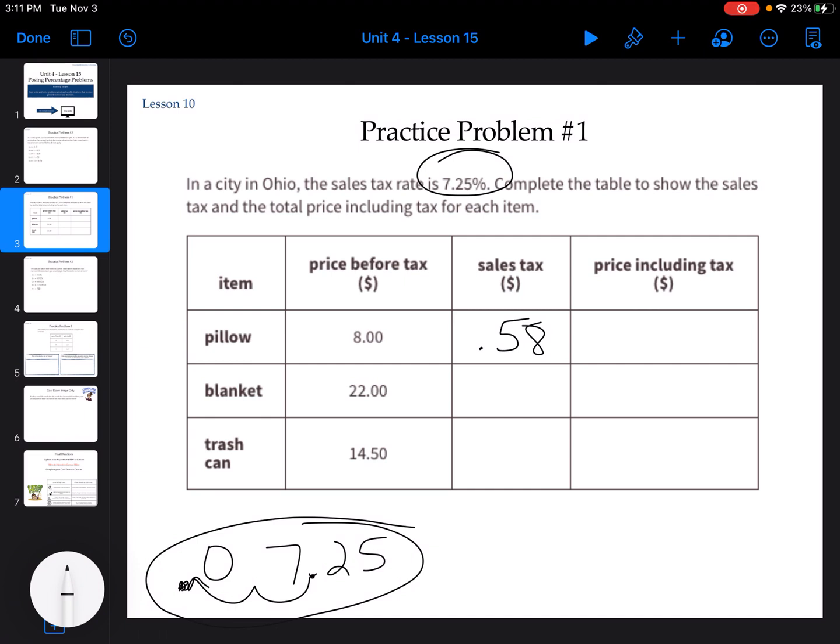So my total cost, I'm going to add, because it's a tax, $8.58. So 22 times 0.0725. I get 3 numbers behind the decimal, so I know I have to round up. So I get $1.60, which tells me that it would be $23.60.